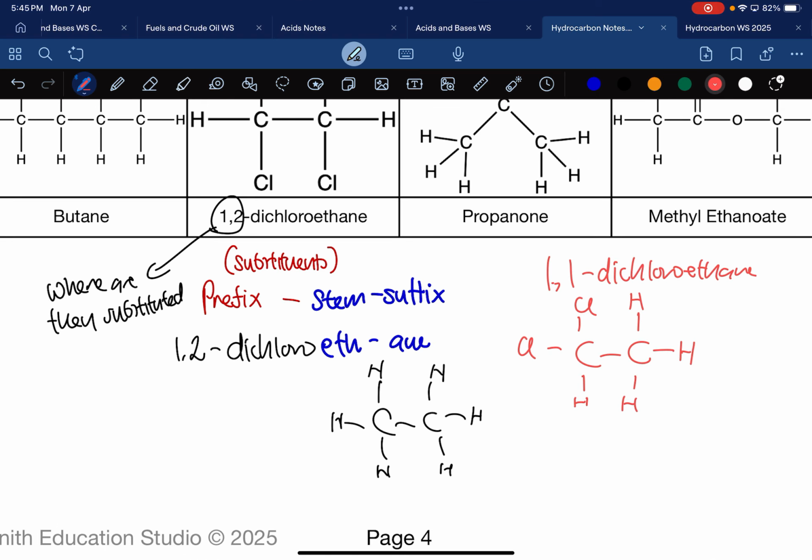Are we clear? Or do you just zone out once you heard that it's not in the syllabus? What's the first one, 1,2 and 1,1? Where are they substituted? First and second carbon, right? So one chlorine is here, and the other chlorine is on the second carbon. But now here, they are both on the first carbon, so 1,1. It can be 1,1,1-trichloroethane, also can. Then all 3 hydrogens will be substituted here.